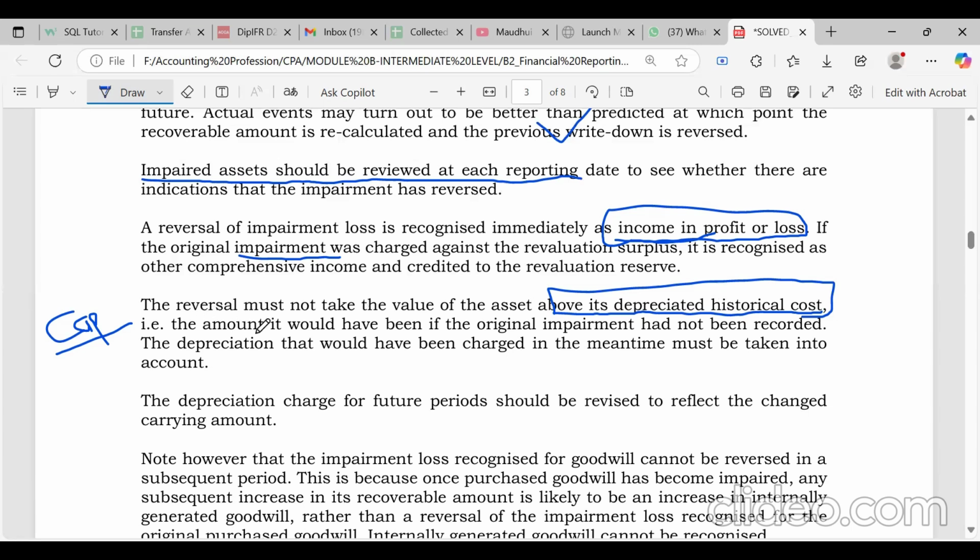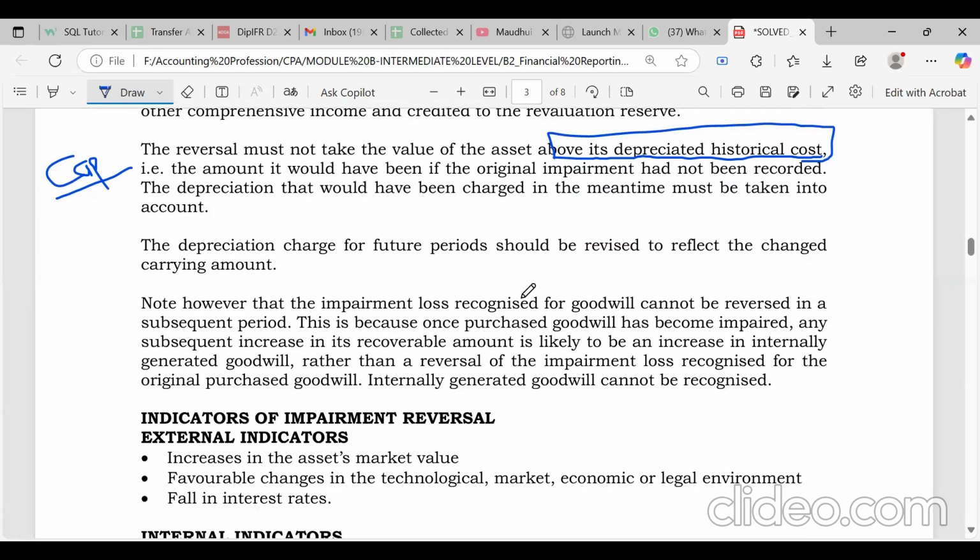That's why I say it is the amount it would have been if the original impairment had not been recorded originally. And the depreciation that would have been charged in the meantime must be taken into account. Simply speaking, that's the meaning of depreciated historical cost. You say, okay, I bought this asset 5 years ago at this much amount, depreciate it for those 5 years, and get the depreciated historical cost. Just like that.